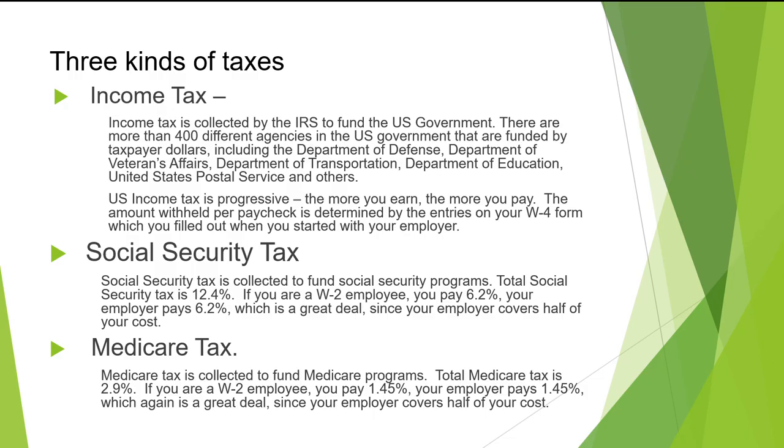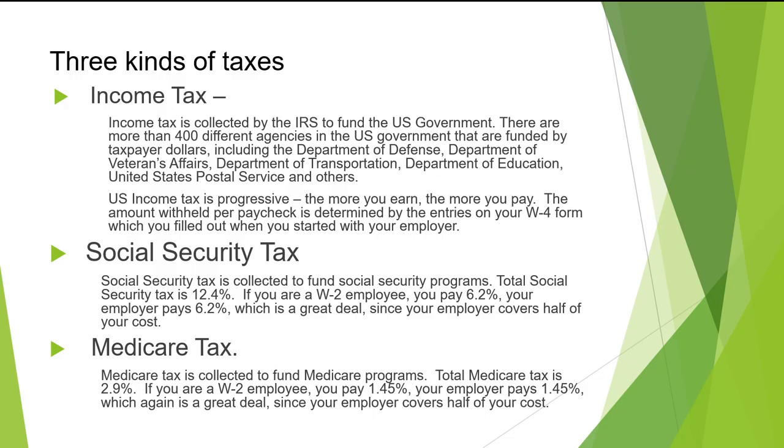The amount withheld per paycheck is determined by the entries on your W-4 form, which you filled out when you started with your employer. I'm going to show you a picture of that a little bit later, because that's often a sticking point for many people who don't realize that they told their employer upfront exactly how much they wanted to have withheld. And then they might be surprised because they actually owe because they didn't have anything withheld. Because if you don't have anything withheld, you can't get any money back.